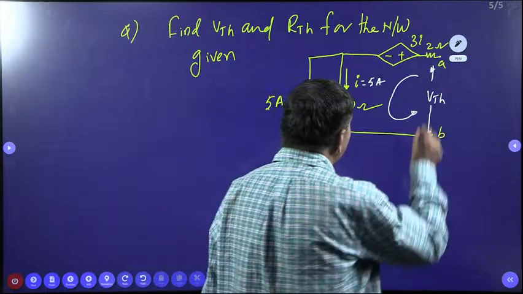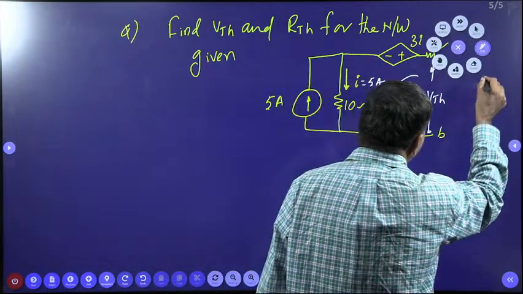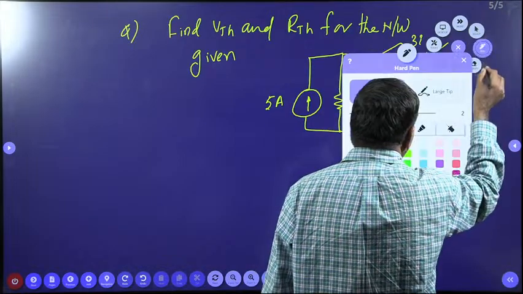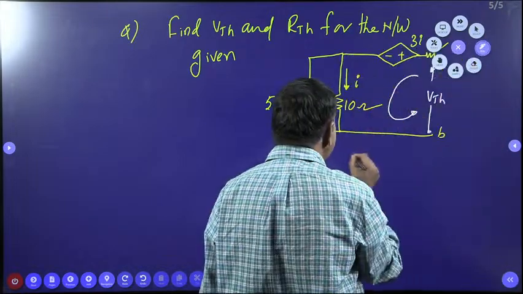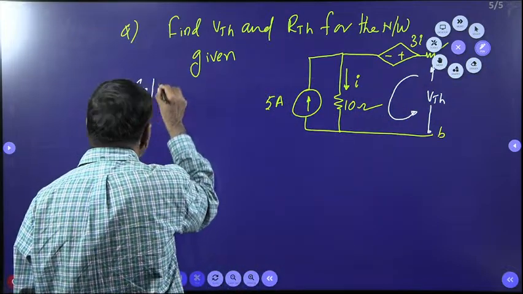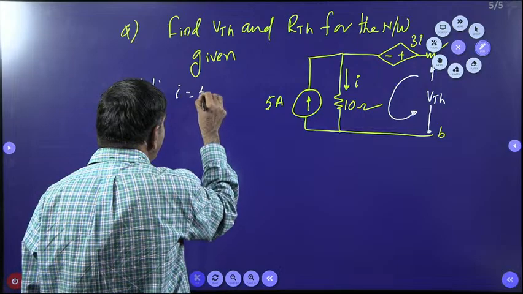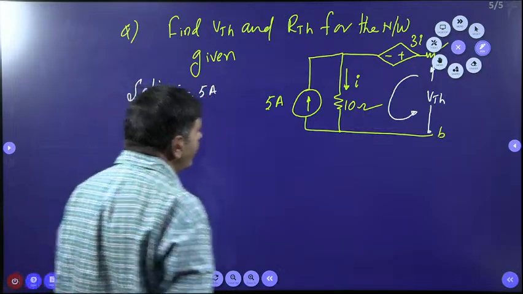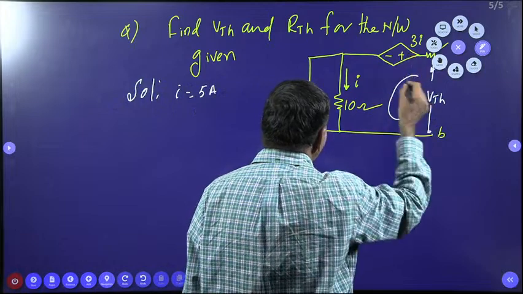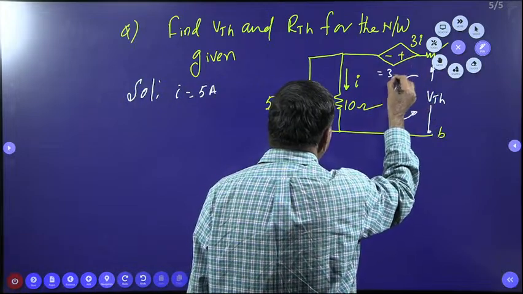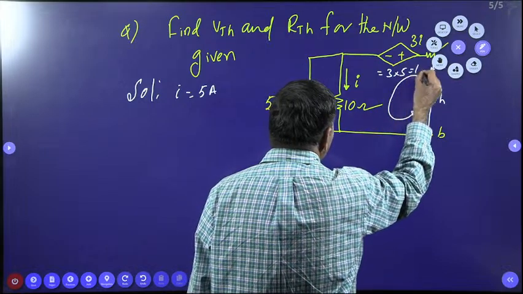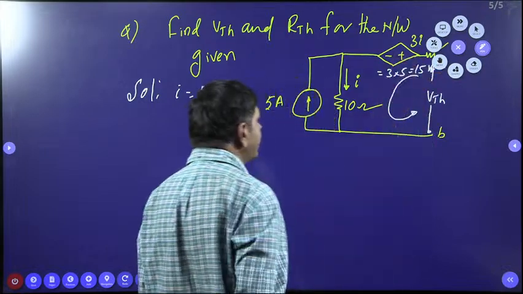I will write here clearly. I say this current is I equal to the same 5 amperes. Once you know this current, you can find this voltage. 3 into I is nothing but 3 into 5. We get 15 volts here on this side.